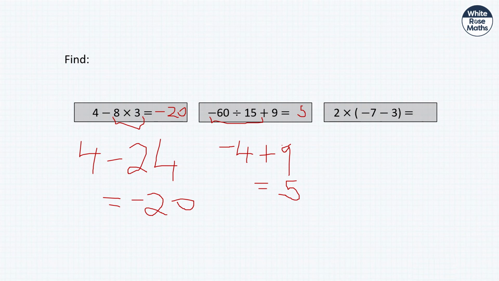Okay, this next one here, I'm going to do the brackets first. So minus 7 subtract 3 is going to be negative 10. So I'm going to have 2 lots of negative 10, which is equal to negative 20 or minus 20. So remember, in this context, we are remembering the acronym BIDMAS, or BODMAS, or PEMDAS: brackets, indices, division, multiplication, addition, and subtraction.